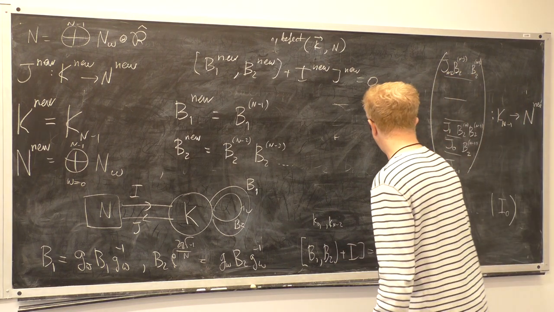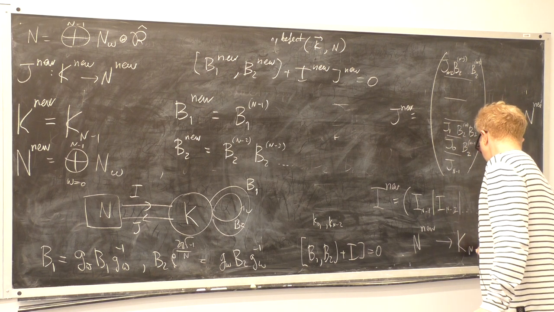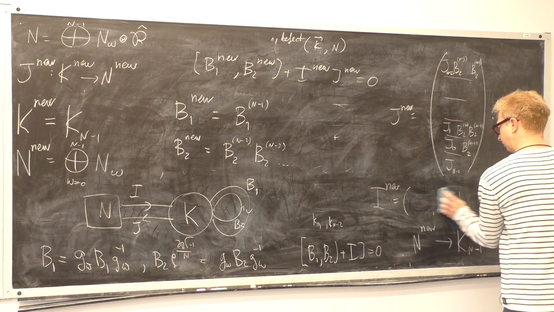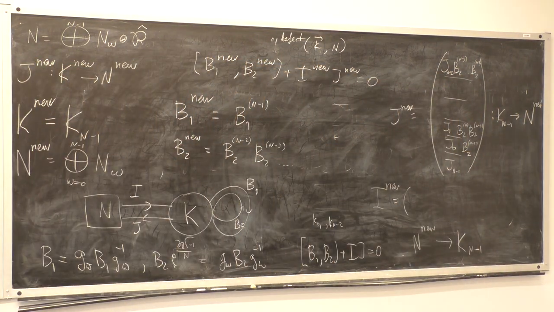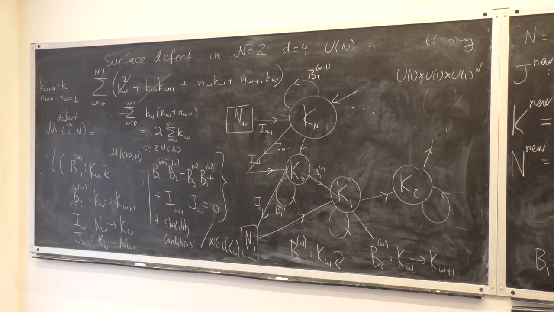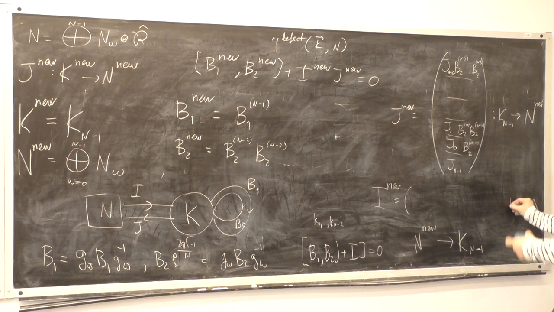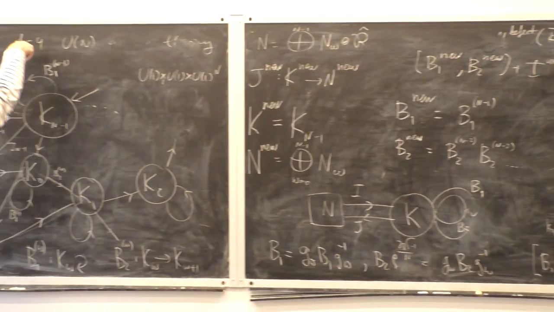So I nu is a map from N nu to K n minus 1. You're right, I still need B's, right? So these are wrong B's. So let's use the right B's. Okay, so N n minus 1 is actually mapped by I n minus 1 to where it should. So N n minus 2, I will map.